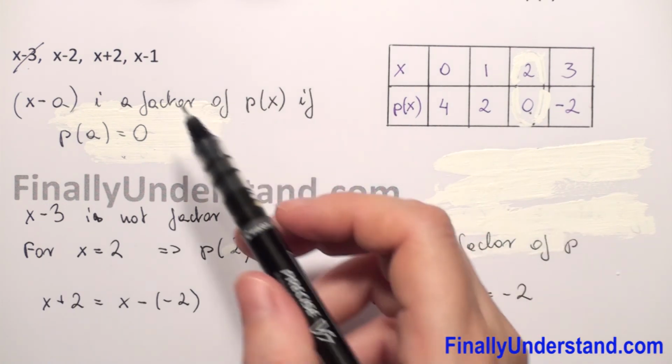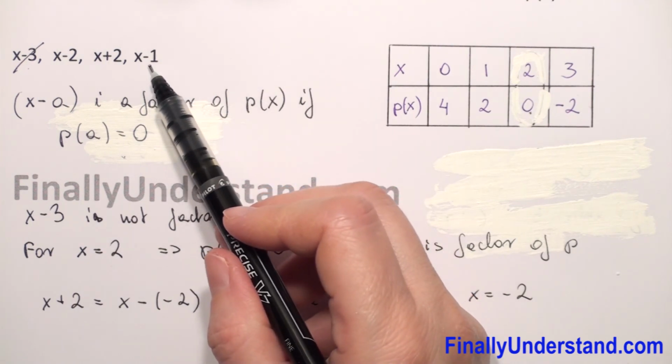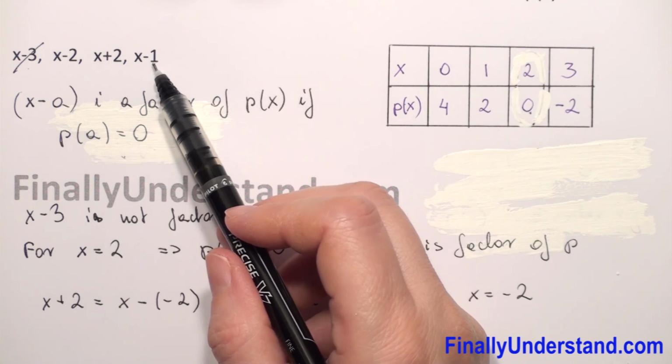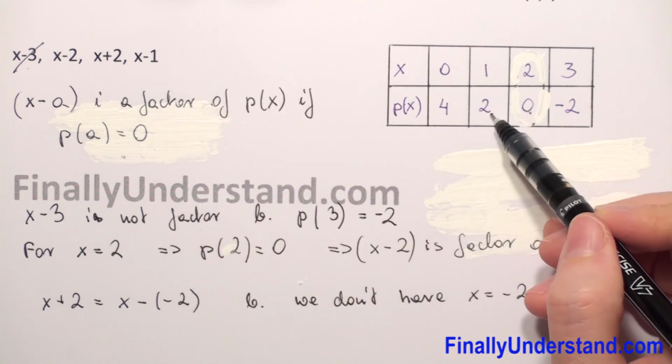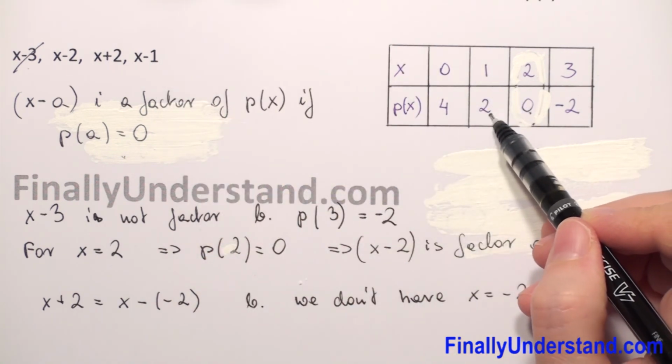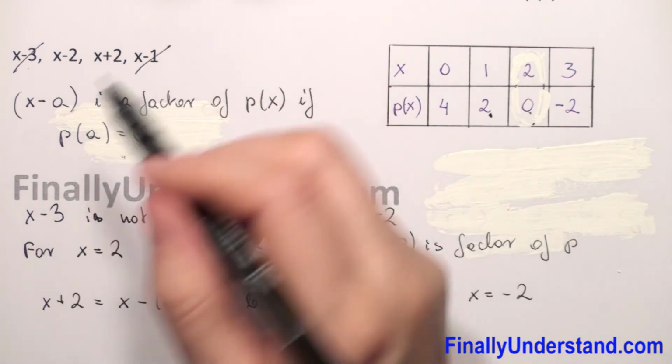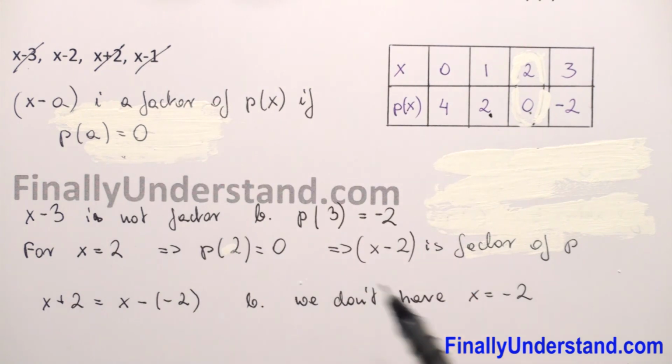And next we have x minus 1. For x equals 1, the value is 2, is not 0. So this is also not factor of polynomial, and x plus 2 is also not factor of our polynomial. Why? One more time, because we don't have value of our polynomial for x equals negative 2.